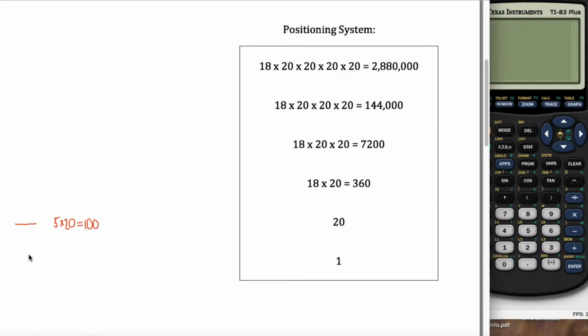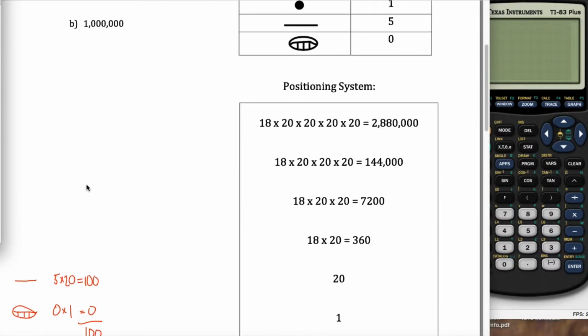However, I need to write something here so that the reader knows that these are 20s and not singles. And the way I do that is I put this little weird conch shell looking thing here. And that indicates that I don't want any singles. And you add those up, you get 100.